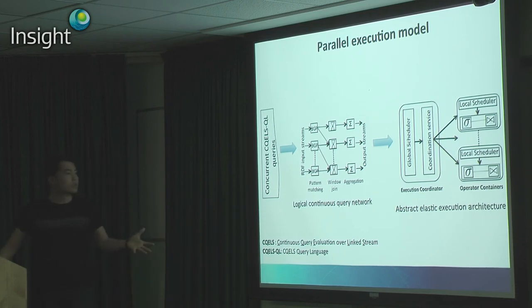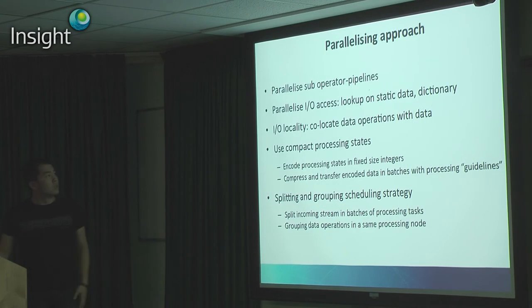So this is the abstract model. There's nothing new here. But what is new is that we try to parallelize the whole processing network that we pose to the system. We see that the whole processing network can be divided into parallel processing pipelines running concurrently on different systems, different hardware.